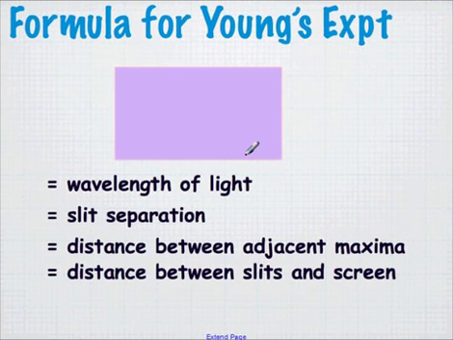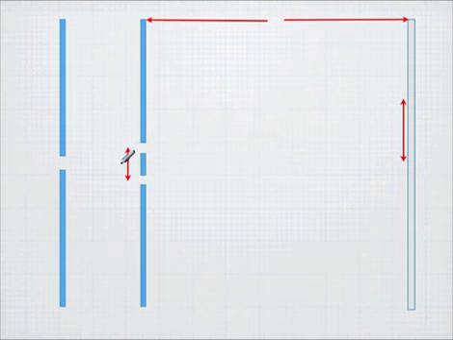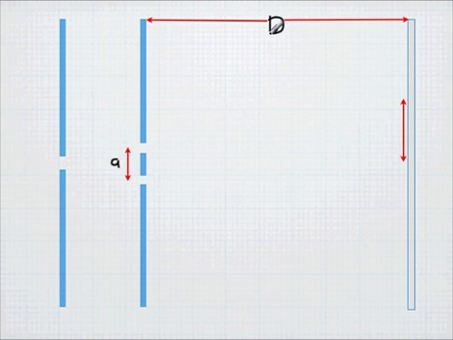So, what's the formula for Young's experiment? Okay, if we go back to this diagram here, this separation here we'll call A. The distance there, let's call that capital D. And we're going to have some bright spots on the screen, like that. And the distance between those is going to be X. The distance from the single slit to the double slit has no meaning. The distance from the source to that double slit has no meaning.